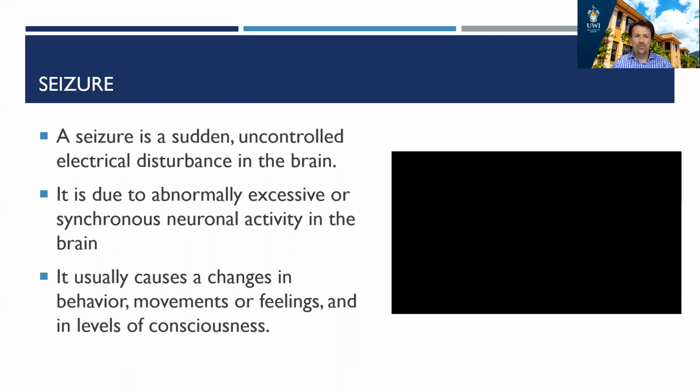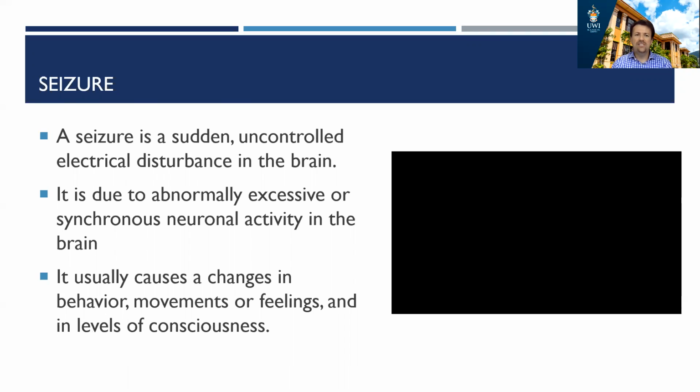Imagine your house, which is also full of electrical activity. But that electrical activity is managed because the wires find themselves inside of insulation that's controlled by switches, all ensuring that the electricity is directed and managed in a very controlled way. Well, the same thing occurs in a brain, but a seizure is a sudden, uncontrolled electrical disturbance in which there's abnormally excessive synchronous neural activity.